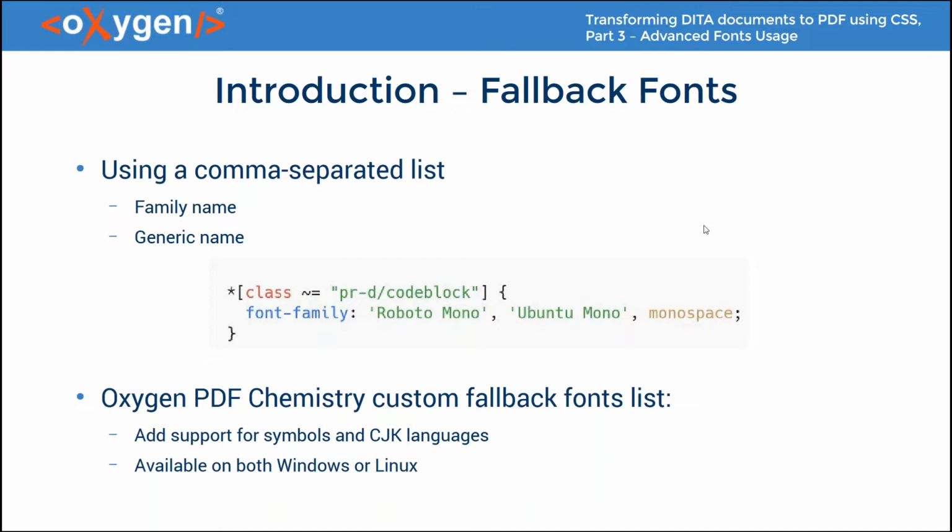Oxygen PDF Chemistry has its own fallback fonts list, which is automatically triggered when a generic font is present as a font-family value. There is a list for each of the serif, sans-serif, or monospace generic families. And of course, there is also a specific list for each operating system based on the pre-installed system fonts that I talked about before. So this list will work on Windows, Linux, or macOS systems.